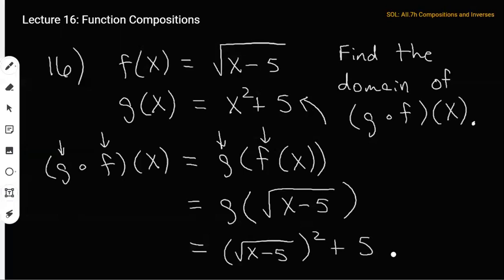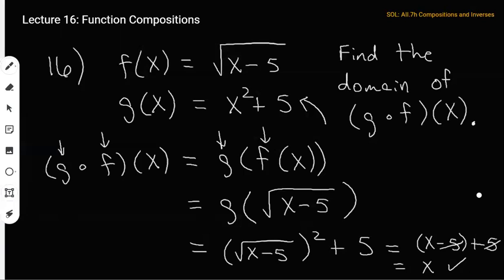So what happens here? The square root and the exponent of 2 are going to cancel each other out. So I'm just left with x minus 5. But then that plus 5 on the outside is actually going to cancel out the minus 5 on the inside. And I'm left with just an x. So x is going to be my new function.